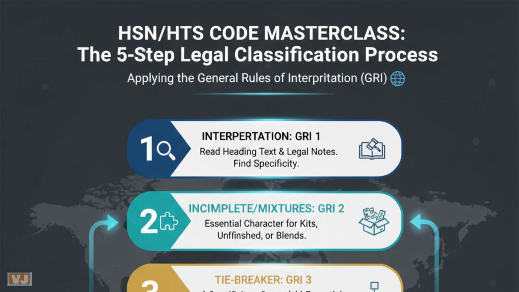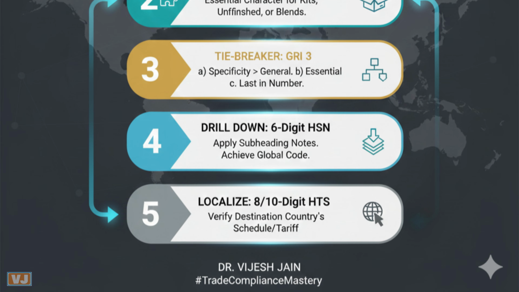If we talk of GRI 2, part 2, which is GRI 2B, that deals with mixtures. This rule states that a reference to a material, for example wood, includes mixtures of that material with others also. If a mixture makes a product potentially classifiable under two headings, you have to move to the next rule of GRI, that is GRI 3, to decide which heading to choose.